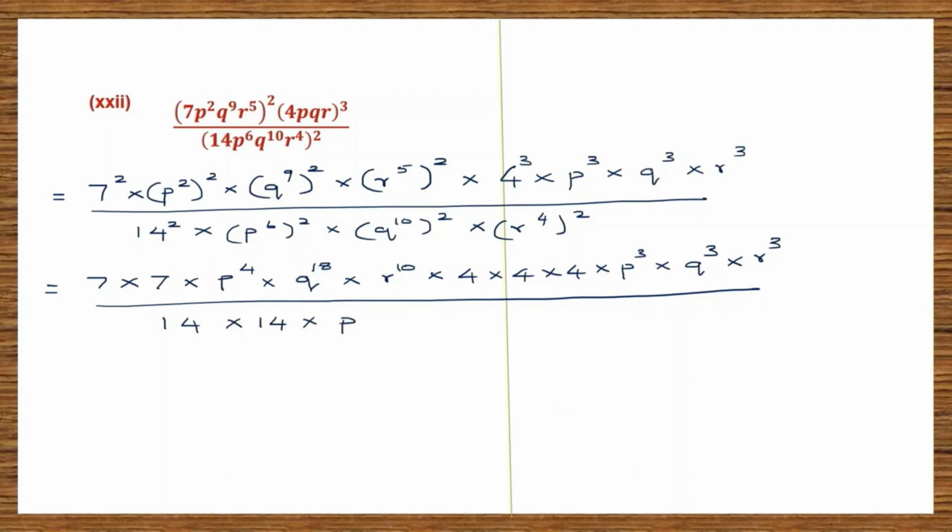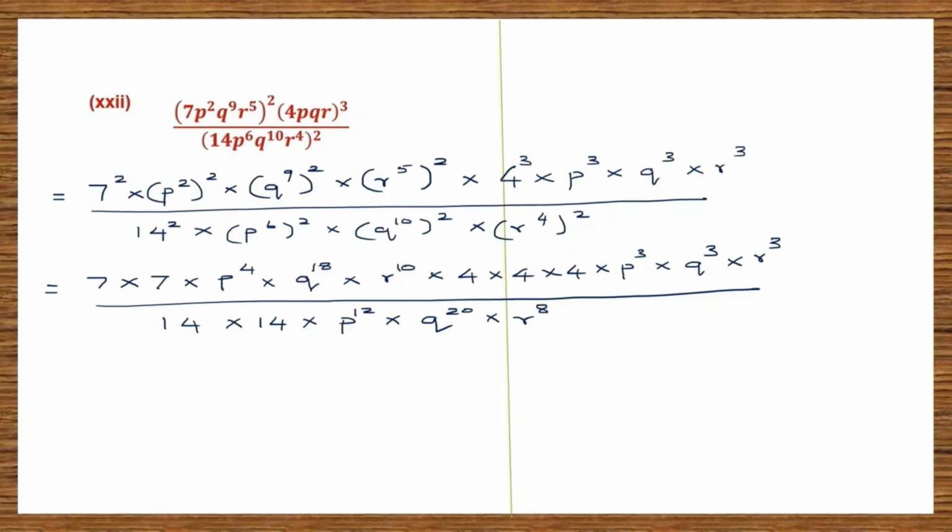That is p raised to the power of 12 into q raised to the power of 10 into 2 is 20 and into r raised to the power of 4 into 2 is 8, raised to the power of 8. So let's write 8 here. Now let's cancel what we can.